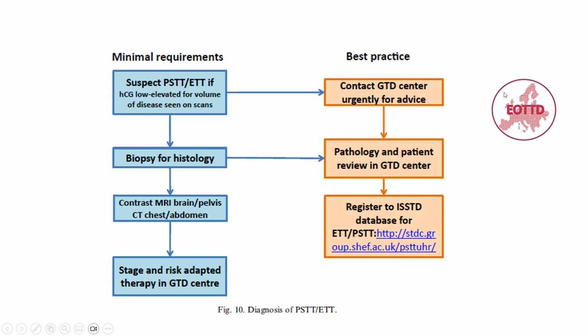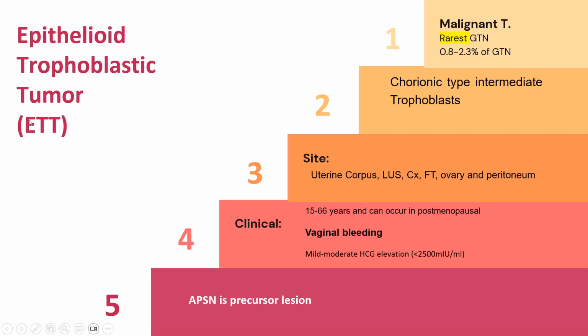So again, according to the European Organisation for Treatment of Trophoblastic Diseases, there are minimal requirements, including the biopsies and the imaging and the staging, and these best practices refer to the GTD center. I'll be talking about this at the end of the talk actually. Okay, so what are epithelioid trophoblastic tumors? Again, that's a malignant tumor, one of the GTNs, but it's the rarest GTN. It arises from chorionic-type intermediate trophoblasts. Do you still remember that?